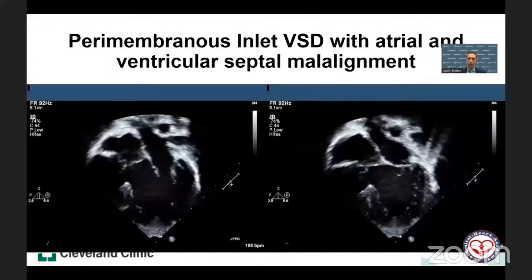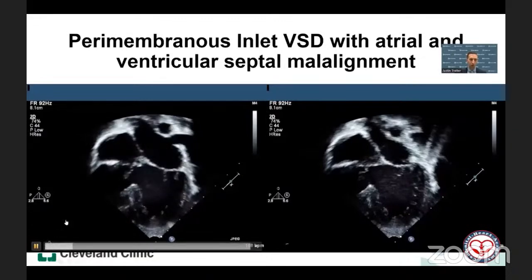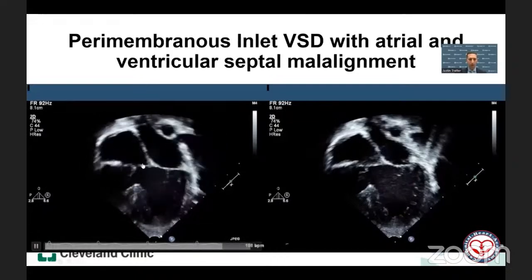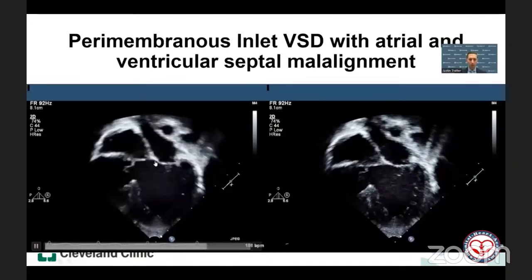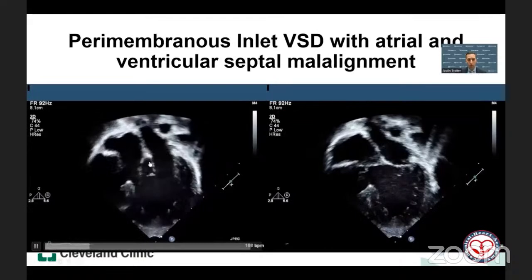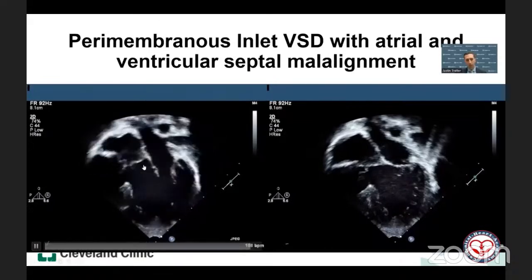This is a patient with a perimembranous inlet ventricular septal defect with atrial and ventricular septal malalignment. Here is a four-chamber view in this left-hand image, and we can see very clearly this large ventricular septal defect under the mitral and tricuspid valve. We've lost the normal offset of the AV valves. The defect extends right up underneath with fibrous continuity between the AV valves.